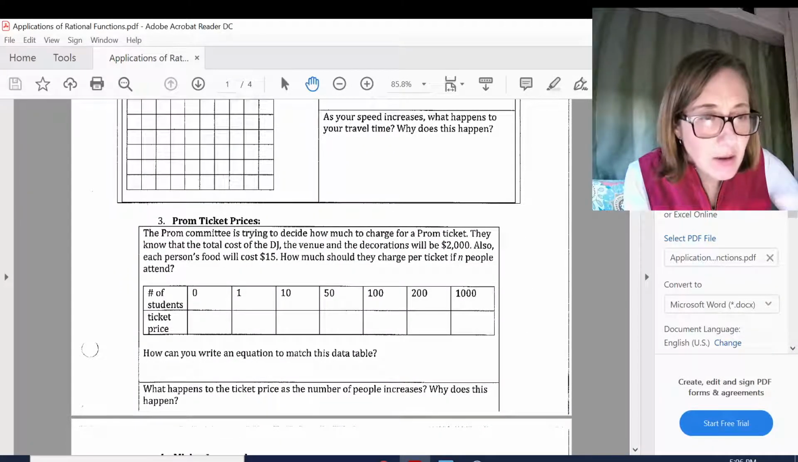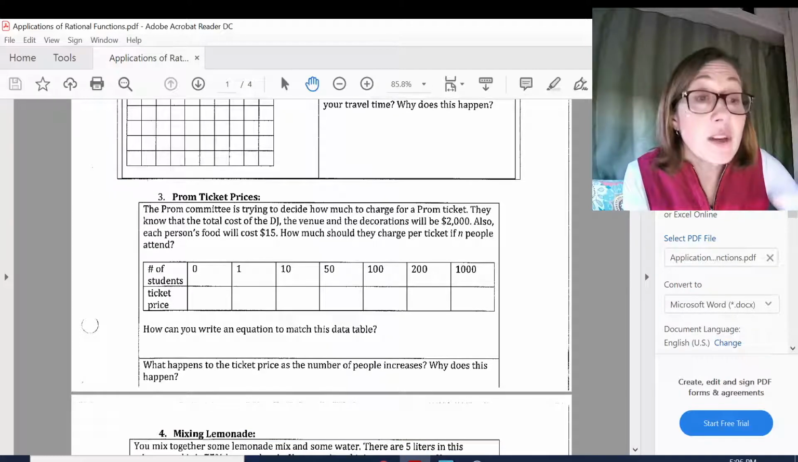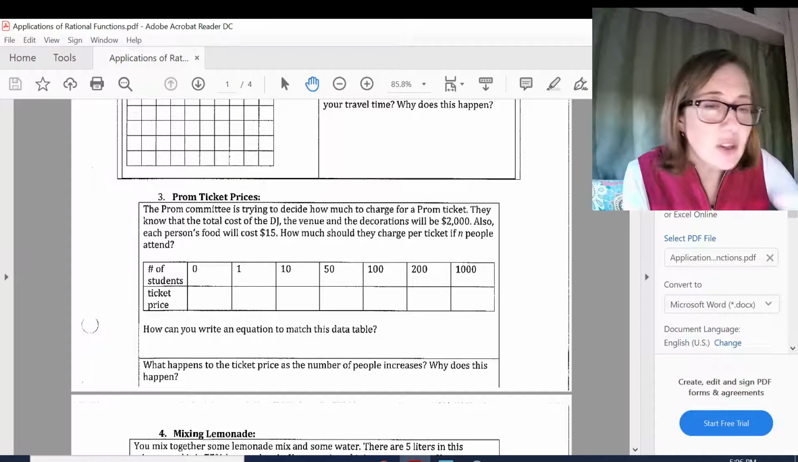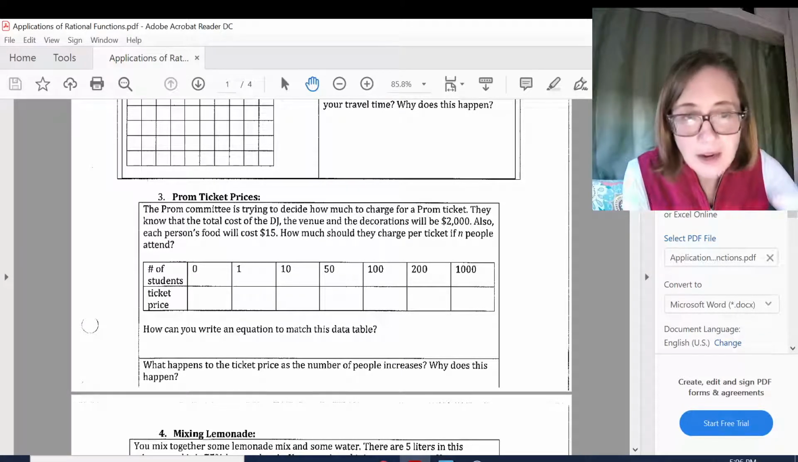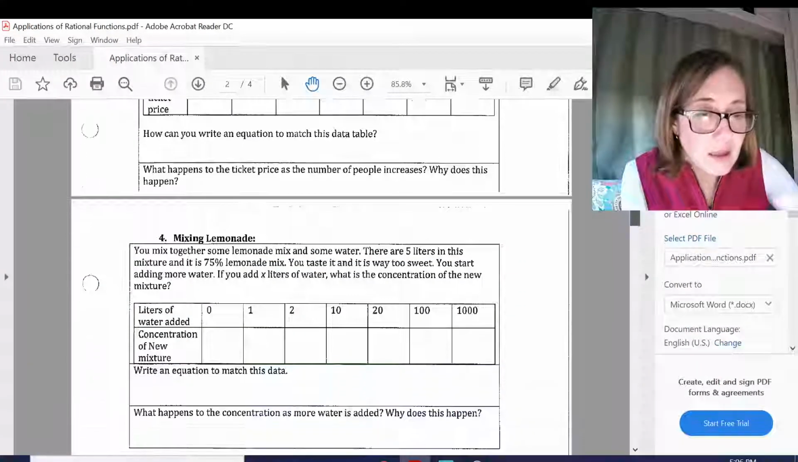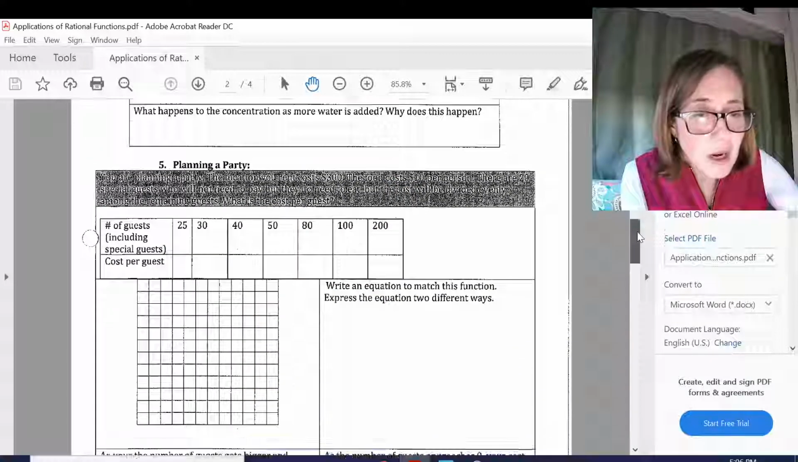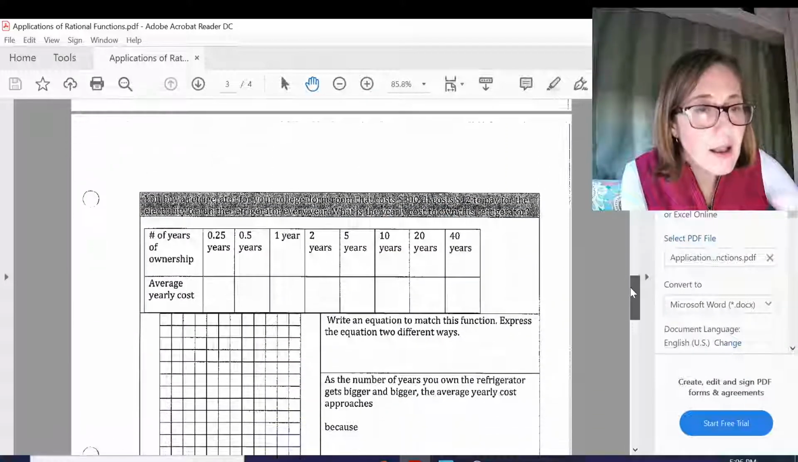Ticket prices. Okay, so this is similar to the one that we just did, but there's no special guests. So everybody who comes pays. So your denominator will be simpler than in the one that we did together. There's the one we did together, lemonade. Here's the party one that we just did together.